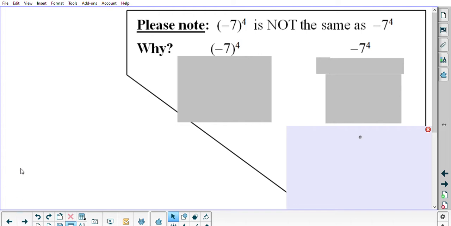I put a little compare and contrast here to show you why the parentheses actually do matter, especially when it's taken to an even exponent. Odd exponents, it actually would give you the same answer either way. Let me show you what I mean.